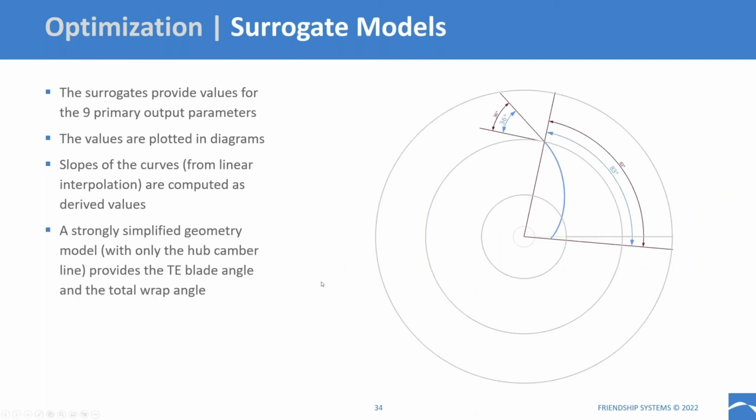We also included in the surrogate model project setup in KSB a very simplified geometry model with just a hub camber line that gives us some additional outputs about the geometry, the trailing edge blade angle, and the total wrap angle of the blade, which are things that a pump designer is typically interested in, and gives a good idea of how the pump or the impeller would look like.